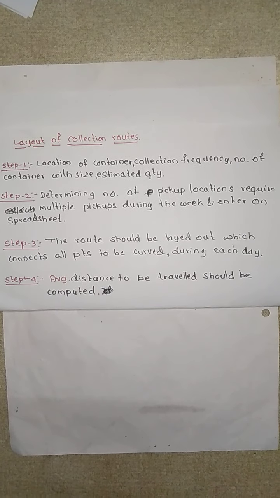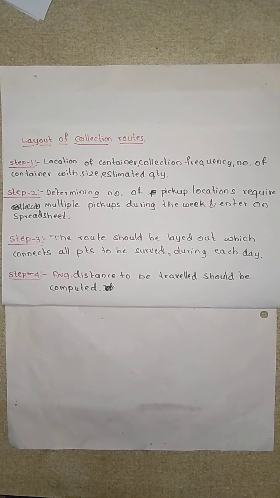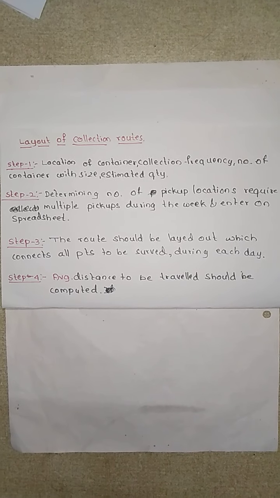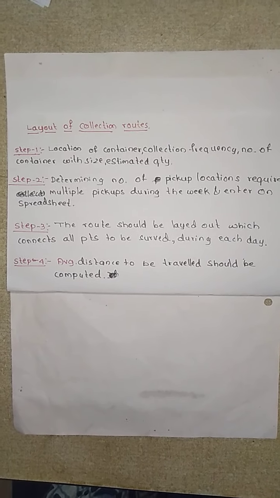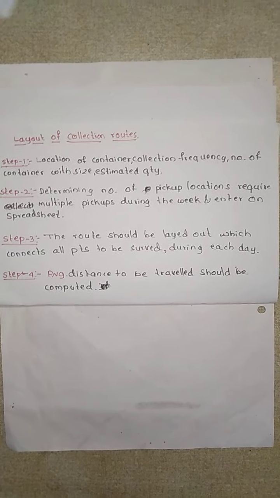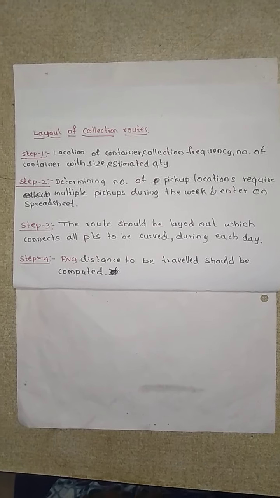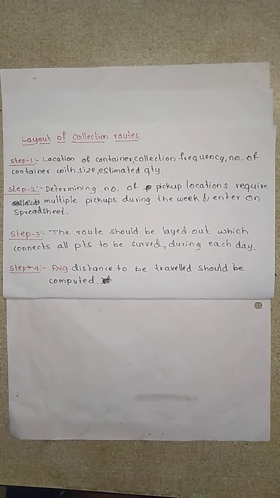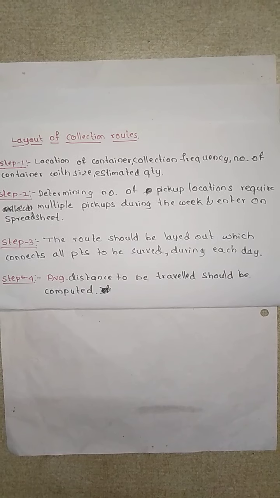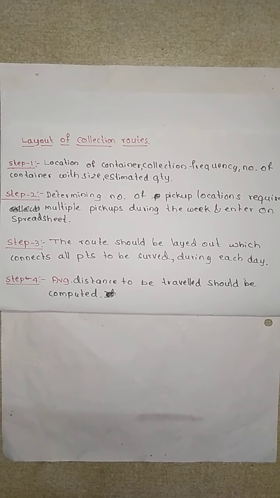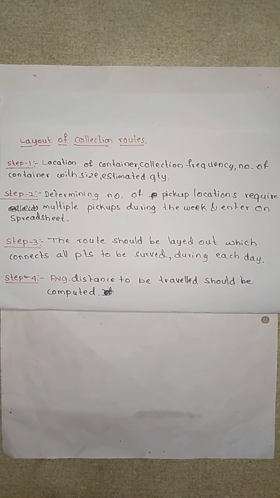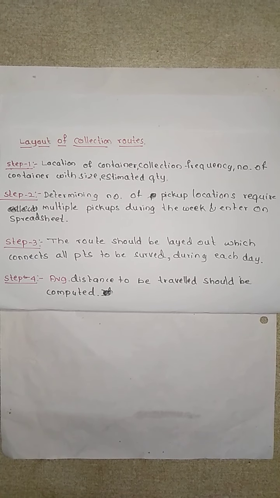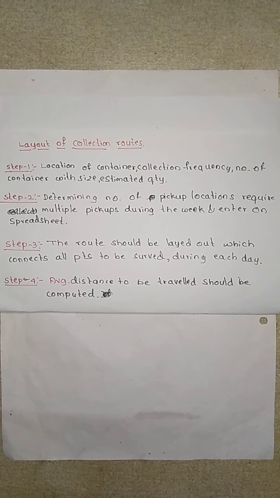Now the next step we are going to cover is the layout of collection routes. That is, how the solid waste collection vehicle should be moved from the point of its collection to the disposal site, which we will see under this topic, the layout of collection route. In this we will have 4 steps, that is, how we need to have the layout.